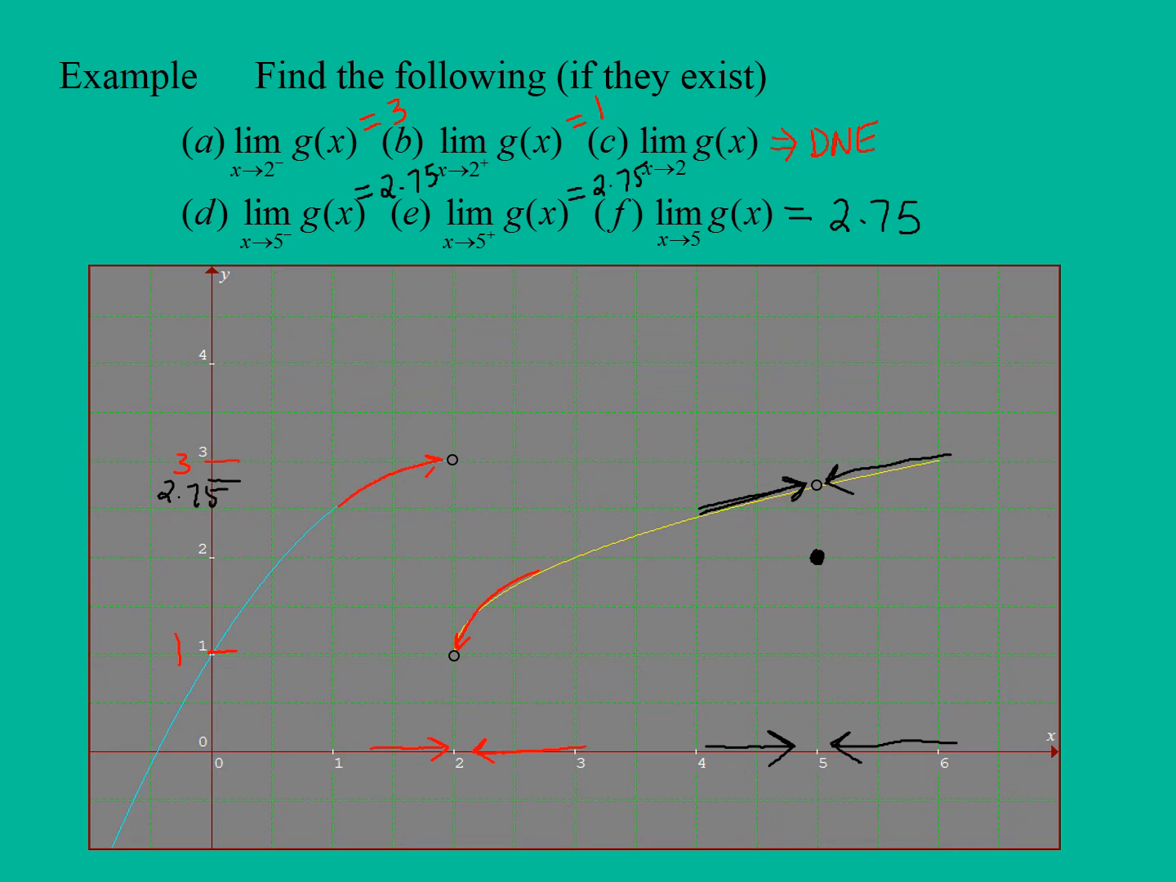So now part F, we can make the conclusion that this limit does exist and it equals 2.75 because the one-sided limits equal each other and they equal 2.75. Therefore, the limit of g of x as x approaches 5 equals 2.75.